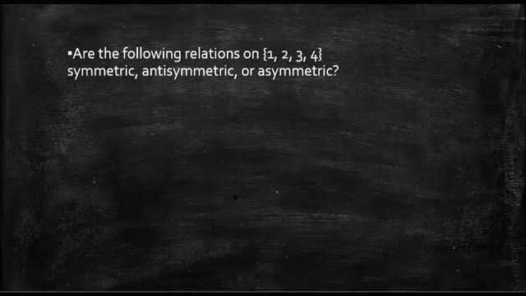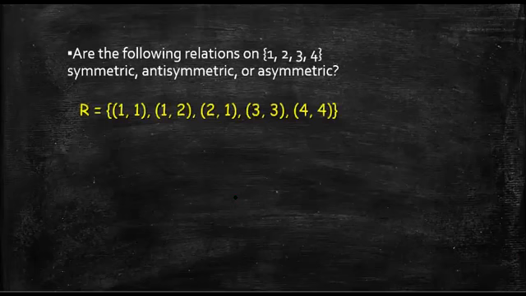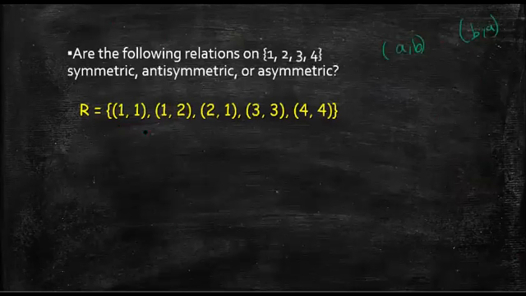The relations are on the same set 1, 2, 3, 4. For this set, the first is (1, 1), (1, 2), (2, 1), (3, 3) and (4, 4). So we have A comma B. Let's consider A comma B as (1, 1). Do we have B comma A? B comma A will also be (1, 1), which is in the set. So fine with this element.